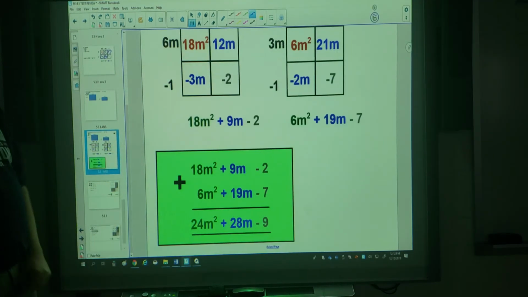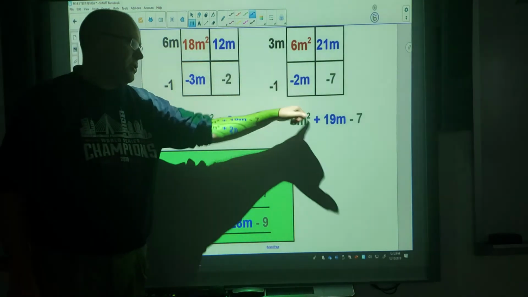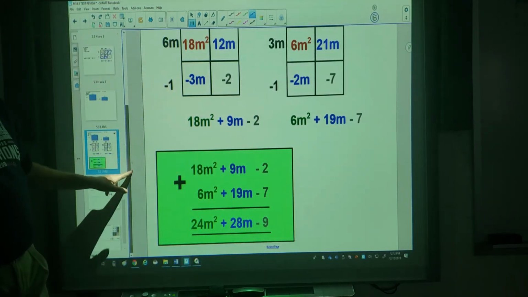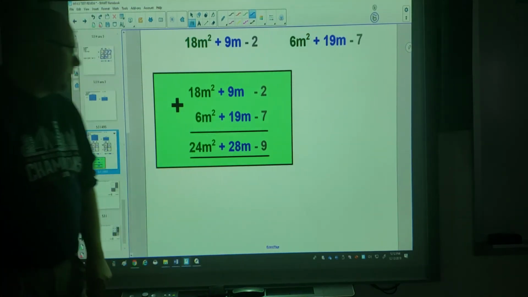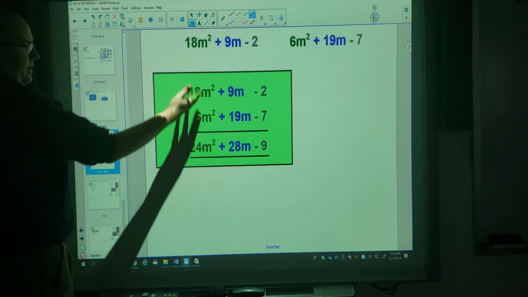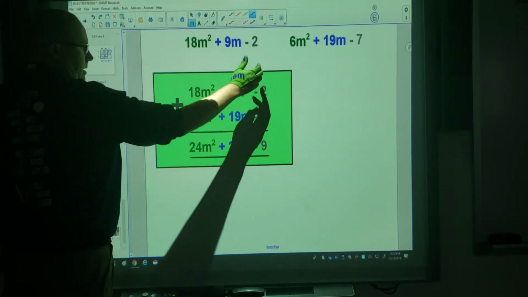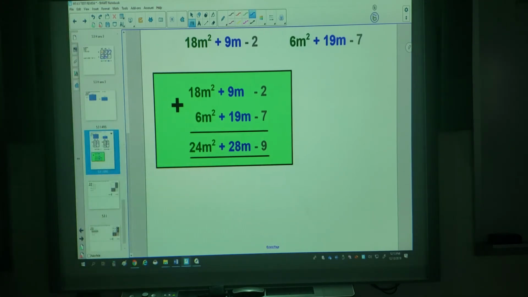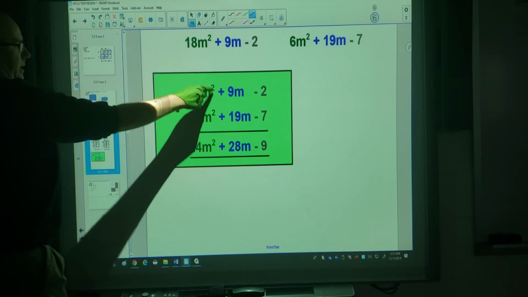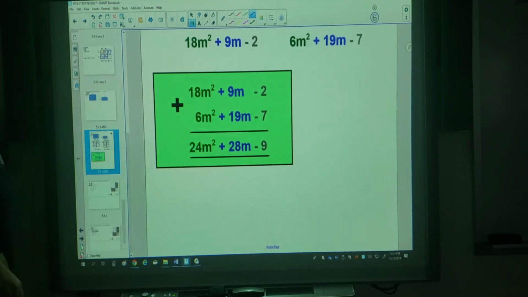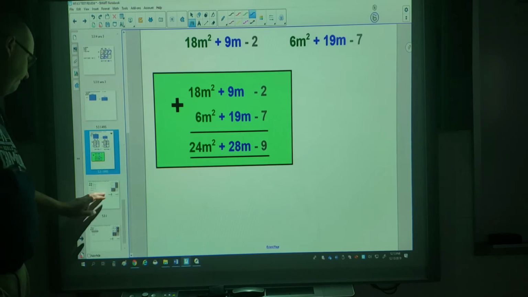As this question said sum, that means I want to add these 2 areas together. So I've set up an addition problem right at the bottom here. And then just go ahead and add. 18 add 6 is 24. 9 add 19 is 28. Negative 2 and negative 7 is negative 9. So I'm just adding like terms here. And once again, just remember, you're not adding the exponents here because you're only adding. We only add the exponents when we're actually multiplying.